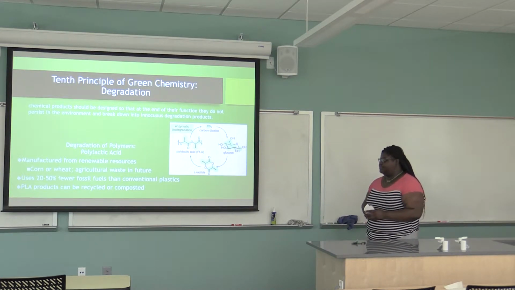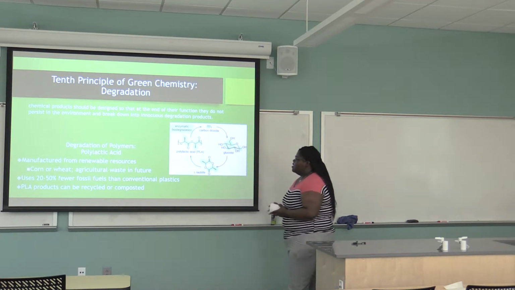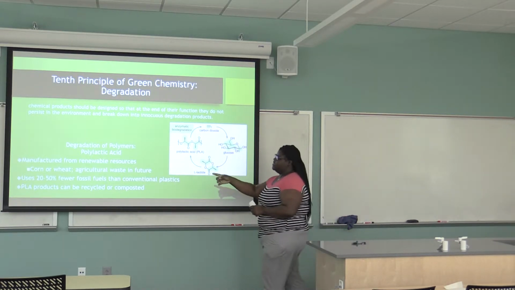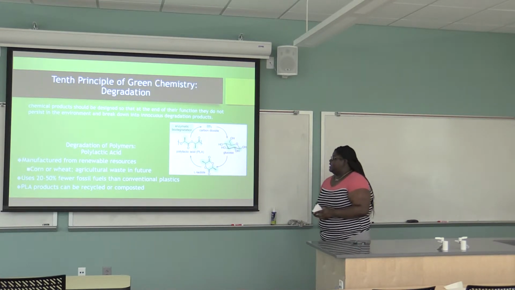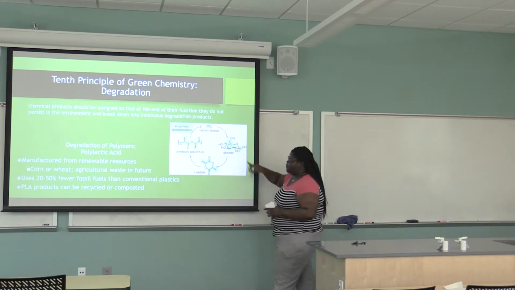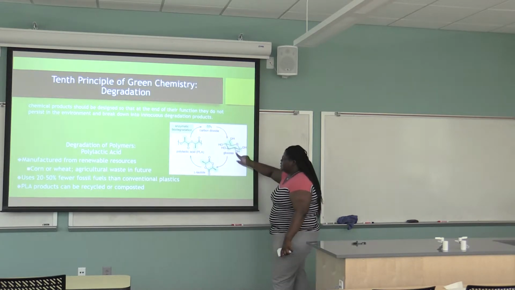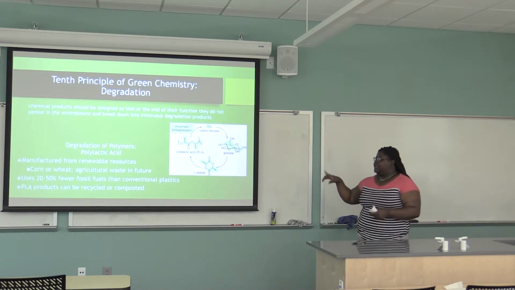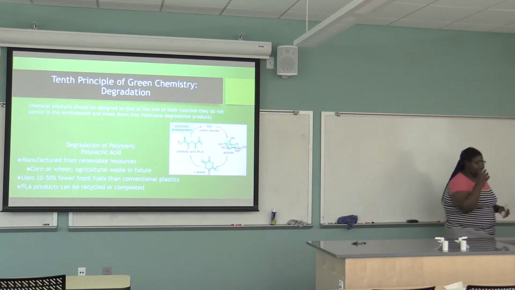And then, in this polylactic acid, it can be recycled and composted. So we will have 20 to 50% fewer fossil fuels than conventional plastics. And here it's just a cycle of life pretty much. So you have the polylactic acid moving to carbon dioxide, which moves to glucose and then to lactate. And then it goes around, and that's just how it biodegrades into the earth and back out.